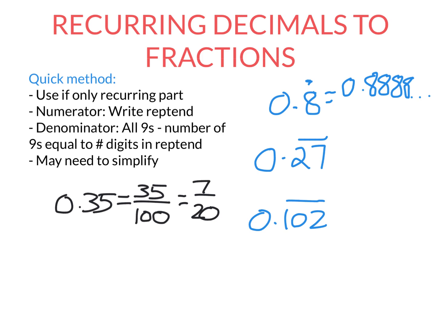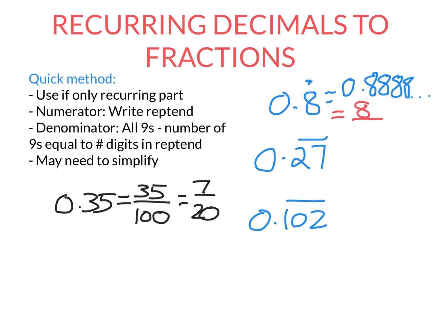So you use this quick method if the decimal only has a recurring part. That means that all of the digits after the decimal place are repeated. So for the numerator, you write the reptend. What is the reptend? It is just all of the digits that are repeated. So here, with 0.8 recurring, 8 is the only digit repeated. So what we're going to do is just put an 8 on top.